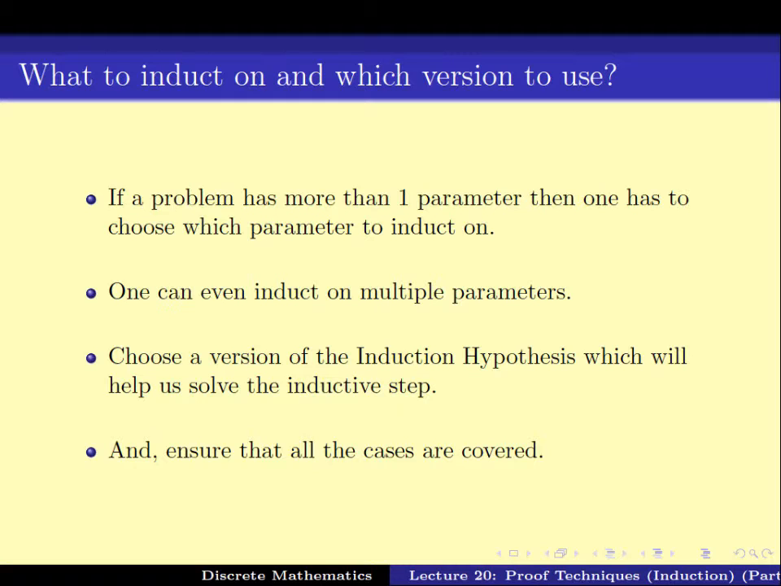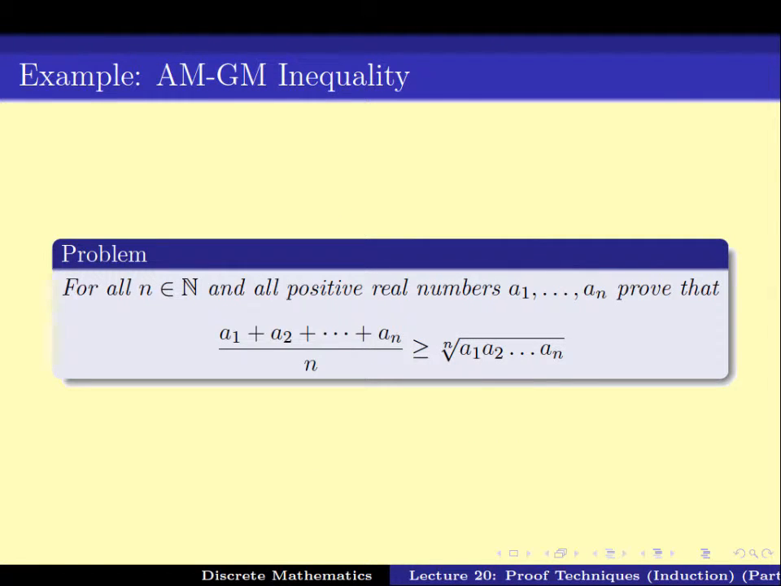Now, while it is not necessarily a very easy thing to decide what is the right version to choose, you can get a better feel for it by doing a lot more problems. So in today's video, let's look at this very interesting problem. It's called the AM-GM inequality. You might have seen this particular inequality stated in your class 12 or class 11 books. What it says is that for all n, meaning if I give you any n positive real numbers, then the average, meaning the summation of a_i's divided by n, is greater than or equal to the nth root of the product of a1 to an.